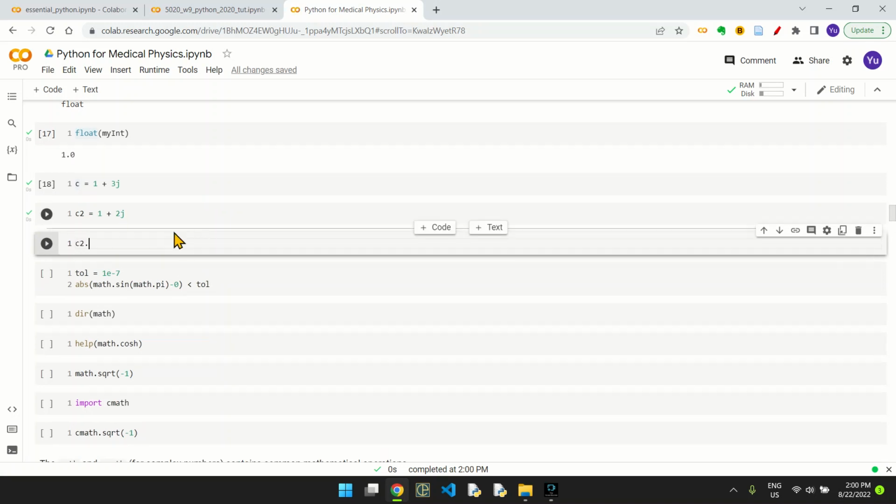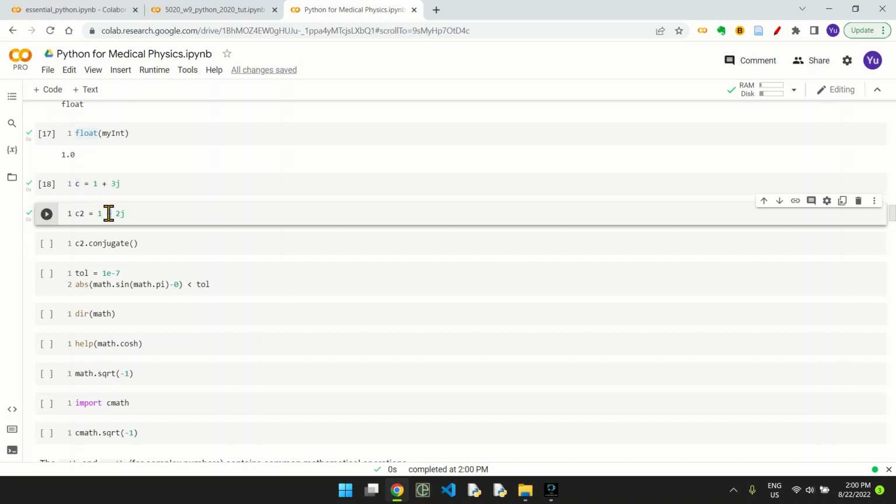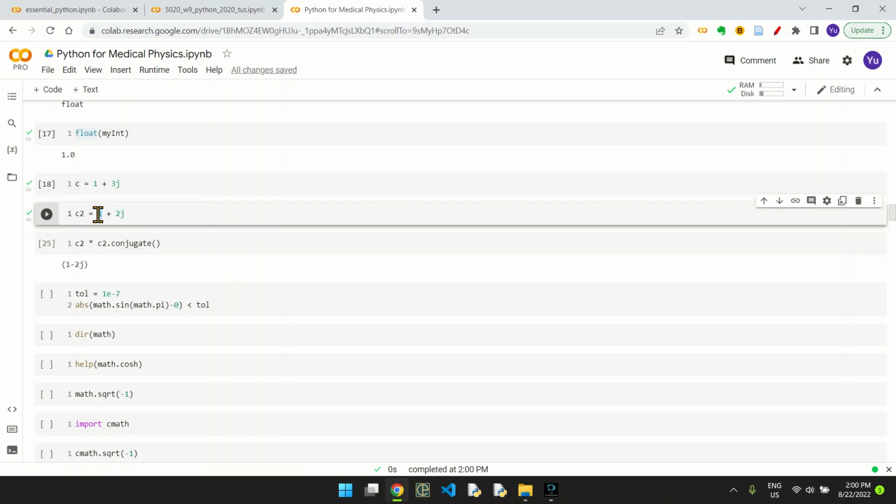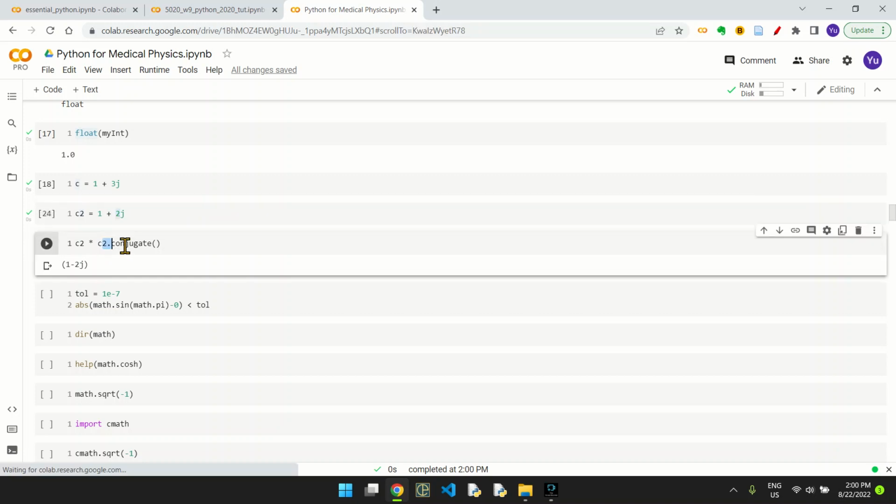And by the way, there's a method in complex numbers. You can find the conjugate, which means it will flip the sign of the imaginary part. In this case, it will become 1 minus 2j. So if you have c2 times the conjugate of itself, you can think of this as a vector. So this is the x value, this is the y value, and this would give you x squared plus y squared, right? So 5 is the length squared of this vector.